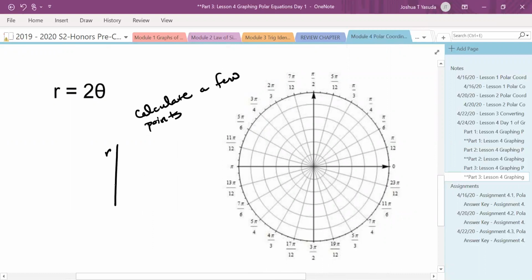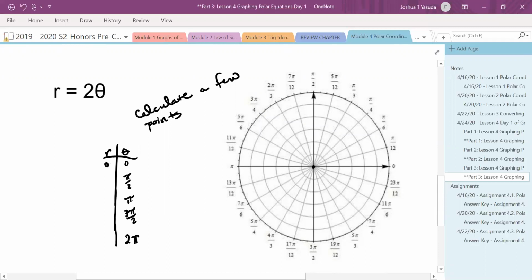So if you go r over theta, r and theta, I'll usually pick the quadrant angles, right? So 0, pi over 2, pi, 3 pi over 2, and 2 pi. You don't have to do all of them, but get a feel for the spiral, and then you can go from there. So if you plug in 0, you get 0. So the point is at 0, 0.